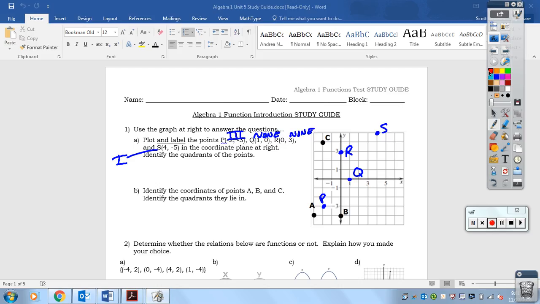B, for the same question, says to identify the coordinates of A, B, and C, and identify the quadrants. So A is right here, which is to the left 1, 2, 3, and down 1, 2, 3, 4. Looking at the dot, not the letter. So to the left 3, down 4, that's quadrant 3. B is 0, so it goes left, right, 0, then down 1, 2, 3, 4, and again that's none or exactly on the y-axis. And C is to the left 2, then up 1, 2, 3, 4, and that's quadrant 2.